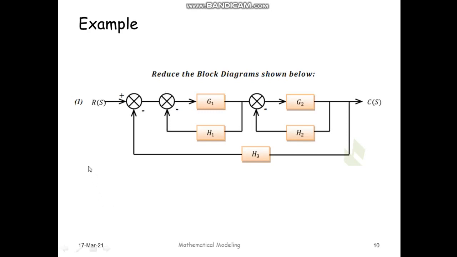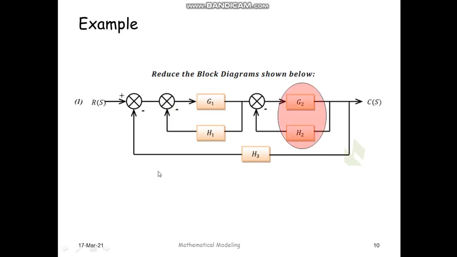Now, immediately after observing this representation, we can observe two minor feedback loops. The first minor feedback loop is this one, because we have one transfer function or one block in the forward line, one block in the reverse line, one summing point, one input and one output. Similarly, the second minor feedback loop is this one, where you can see one output, one block in the reverse line, one block in the forward line, one summing point and one input.